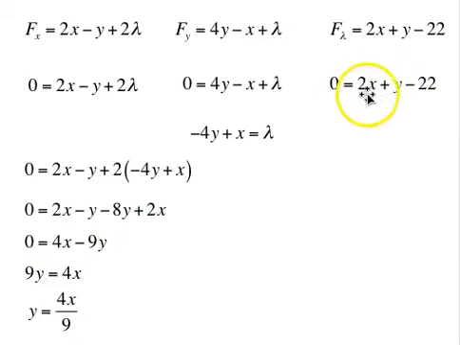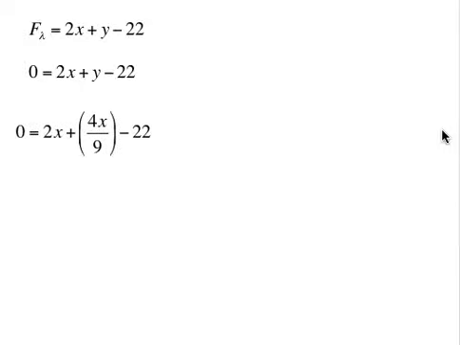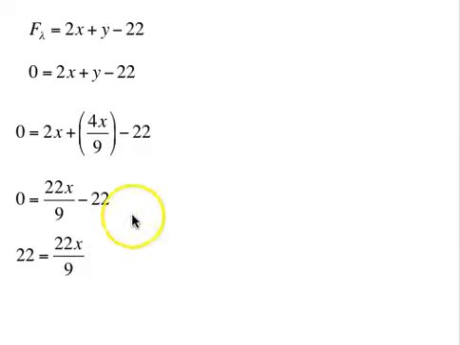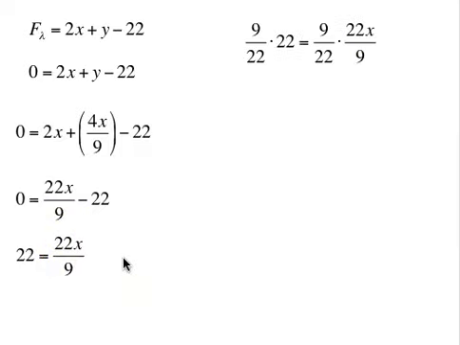That will become 0 equals 2x plus 4x over 9 minus 22. 2x times 9 is 18x, 4x times 1 is 4x, 18x and 4x, 22x over 9 minus 22. Add 22 to both sides. Now I have to solve for x, multiply by the reciprocal. x is being multiplied by 22 ninths. Multiply by 9 22nds. The right-hand side becomes x, the left-hand side is just 9.